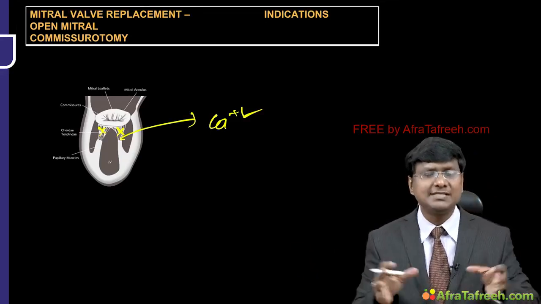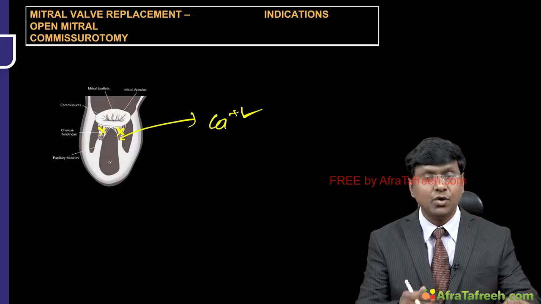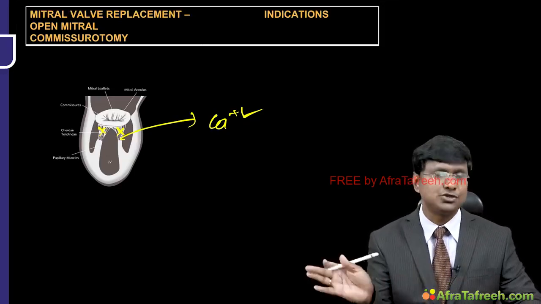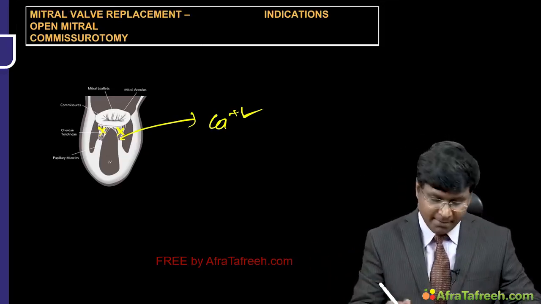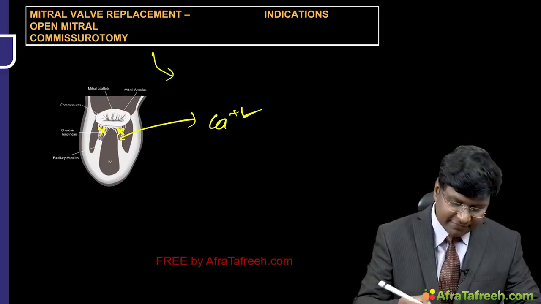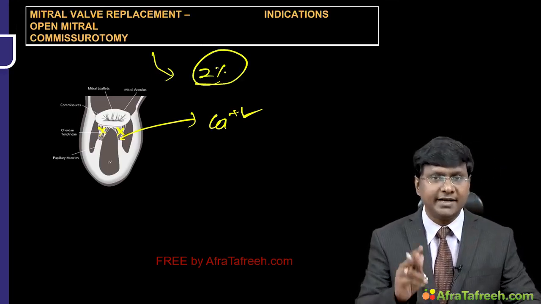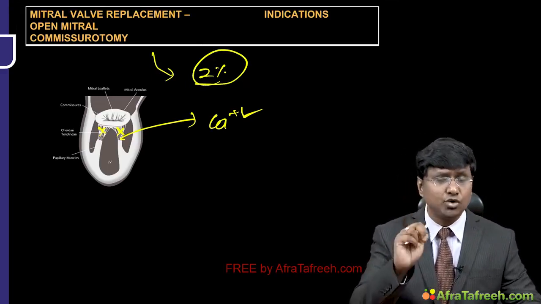So, the concept of the open mitral commissurotomy is not just correcting the leaflets. Even subvalvular fusion and subvalvular calcium have to be removed, and if there is any atrial thrombus, that also has to be removed. By doing this mitral valve commissurotomy, the perioperative mortality rate is around 2%.